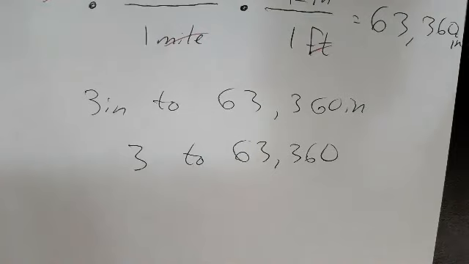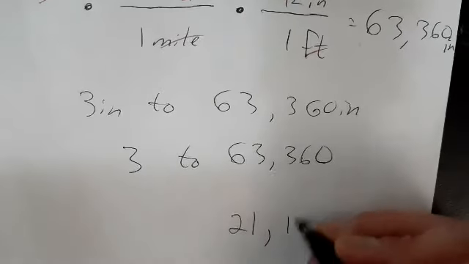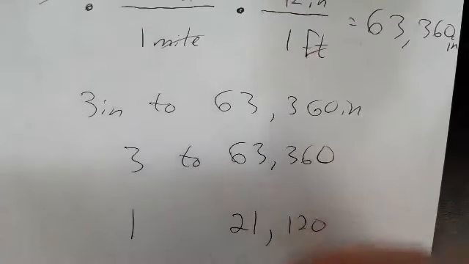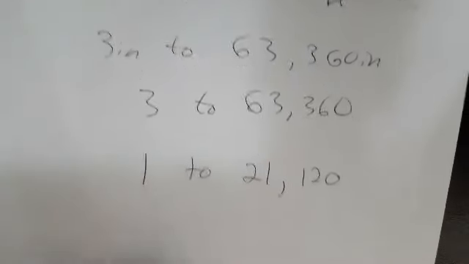Now we want to talk about this ratio. These are both divisible. If I gave them to you as a fraction, we could reduce both of them. So we divide 63,360 by 3, and we should get 21,120. Divide 3 by 3, we get 1. If you can reduce it, it's a good idea to reduce it.